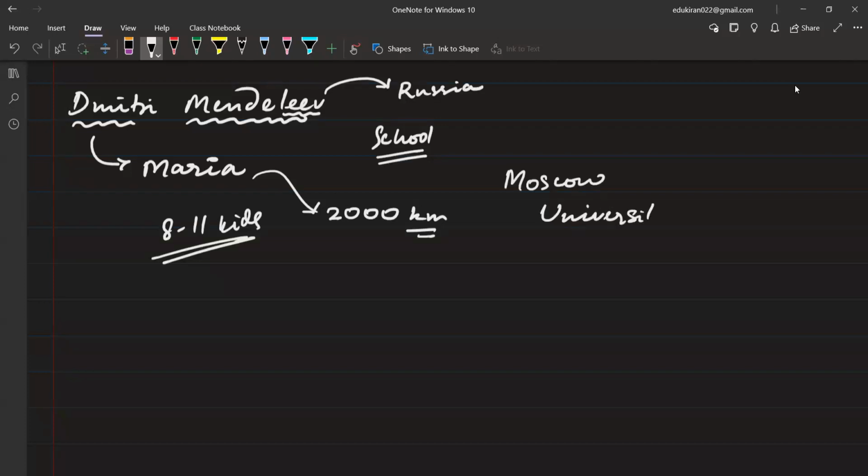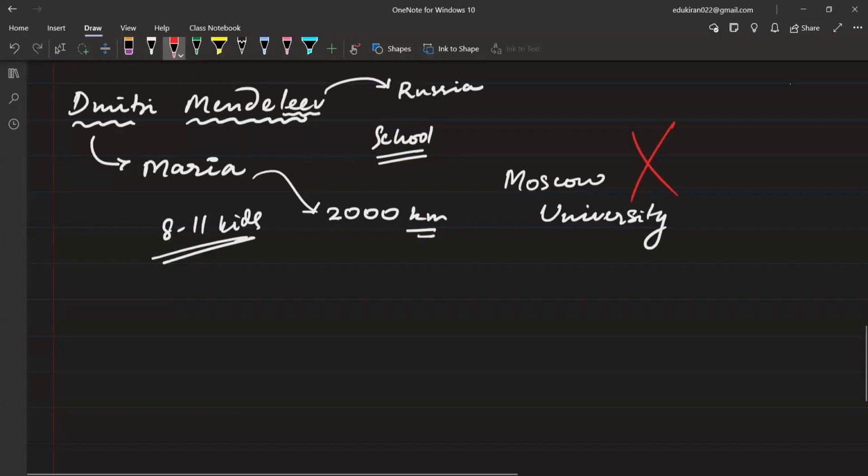And she knew that if she kept Mendeleev in the same town where they were, it was not even a city, just a town with a college, it would be a waste of talent. So she took up the travel of 2,000 kilometers with a sledge and a horse and traveled to Moscow University, only to get rejected there.